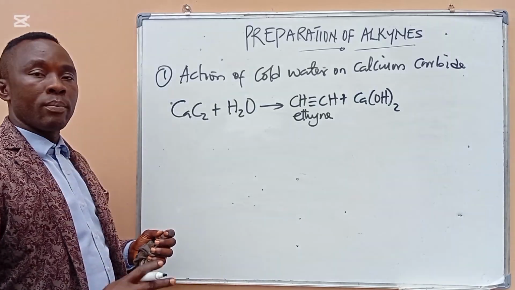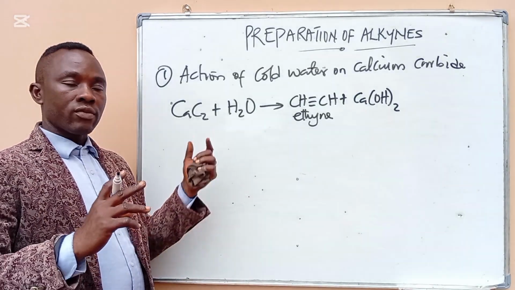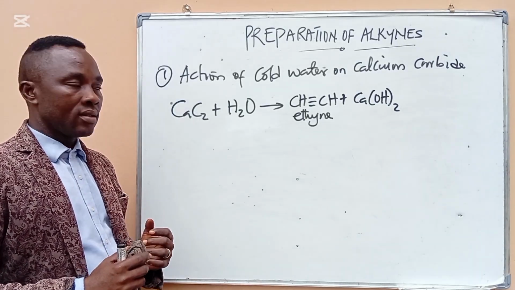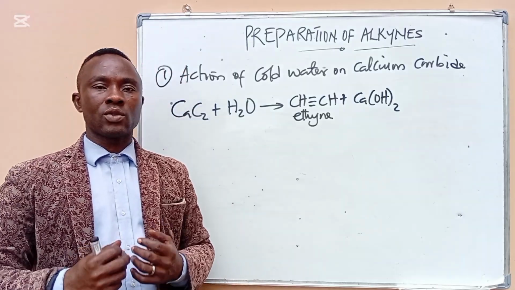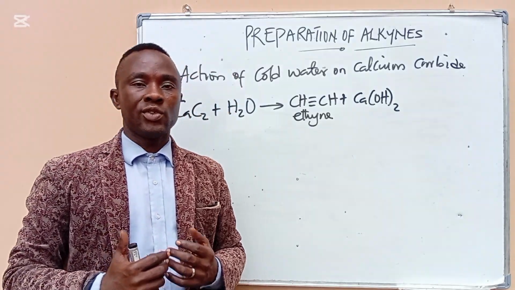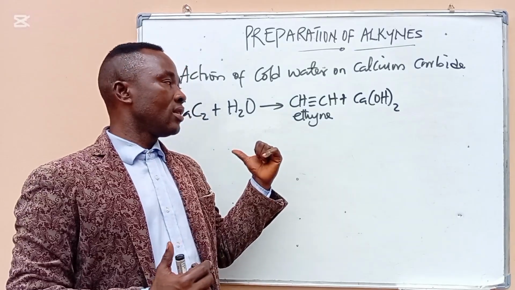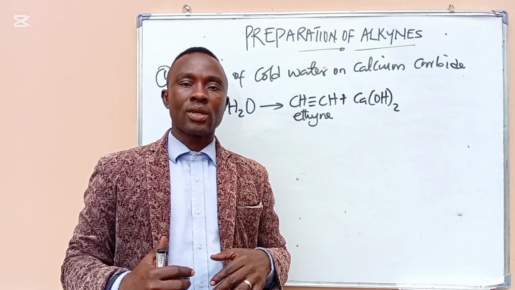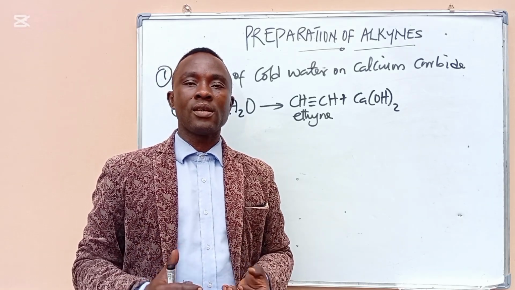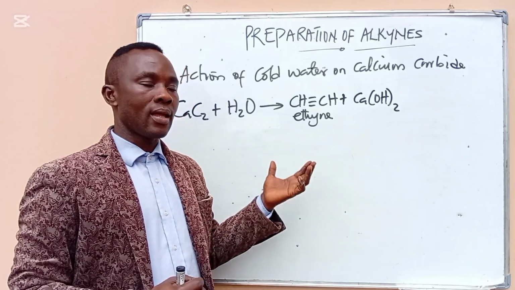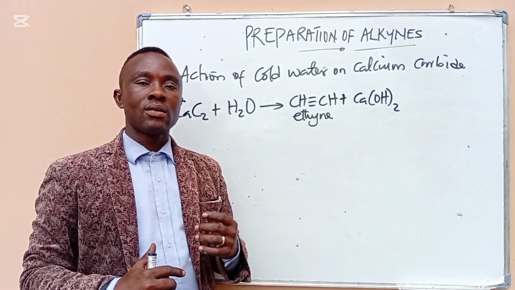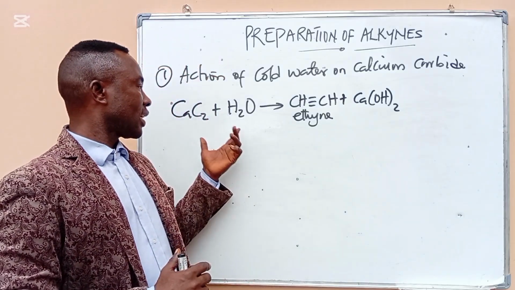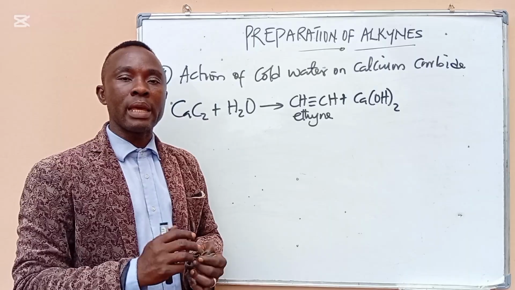There are two important things we need to note from this preparation. Number one is that the reaction is highly exothermic. And because it is exothermic, an enormous amount of heat is usually liberated. That is why if we are taking this reaction using a glass flask, we need to add sand. Sand is normally added to the flask in order to absorb the heat that is liberated, to prevent the flask from breaking.